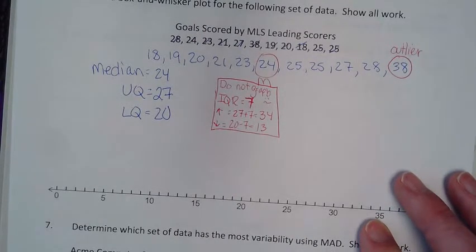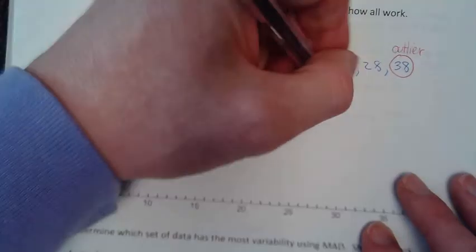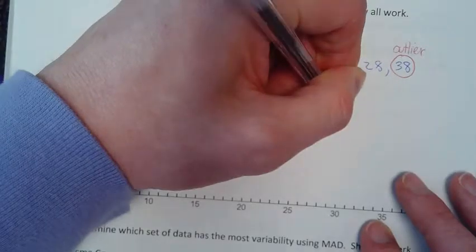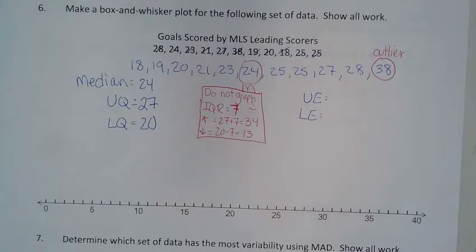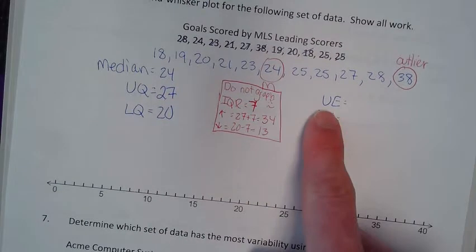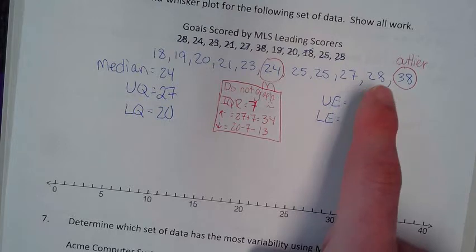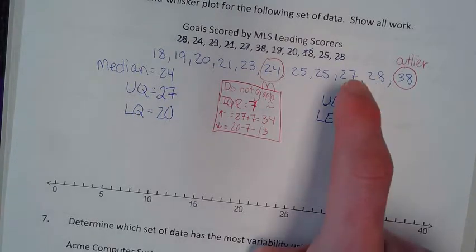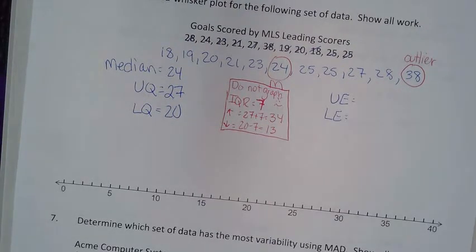All right, back to things that we will graph. Our upper extreme and our lower extreme. Our extremes are just our biggest and smallest numbers that are not outliers. So, what is the biggest number that we have up here that's not an outlier? Remember, I'm not going to call out names, so if you have your hand up, make eye contact with me. 28. Yeah, 28.